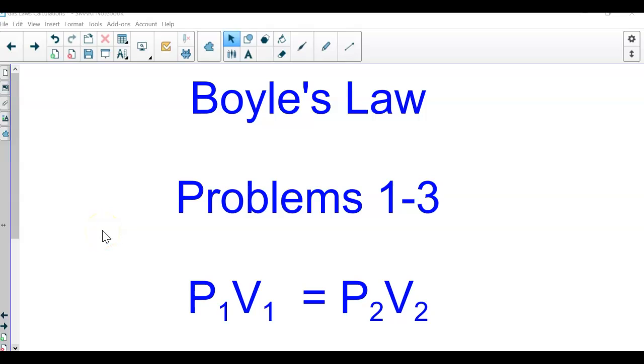Next gas law that we're going to cover is Boyle's law, problems 1 through 3. So this is the formula for Boyle's law that we will use in class. This is a generic formula.